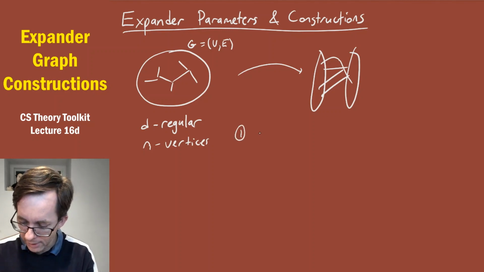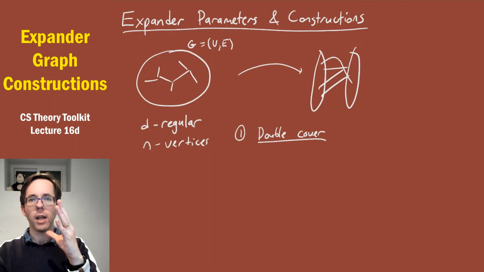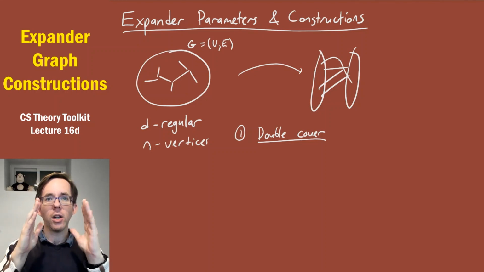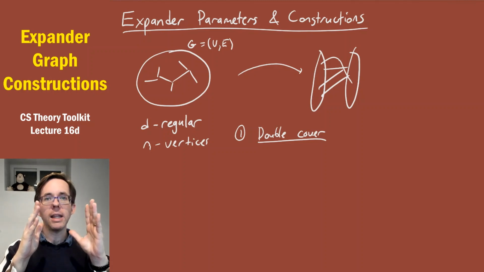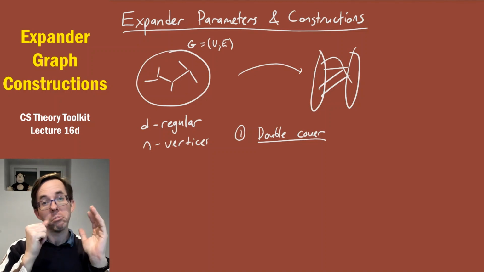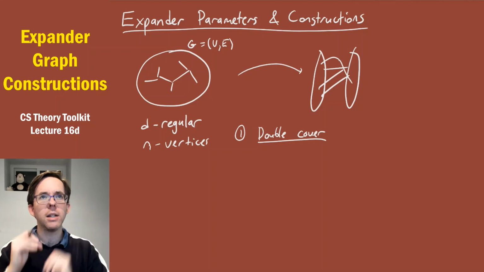One method is called taking the double cover of G. And what does that mean? It basically means you take your copy of G, and you take another copy of G, and each copy of G has some edges, and basically you make the edges go across instead of within G. And if G is D-regular, then this double cover will also be D-regular.